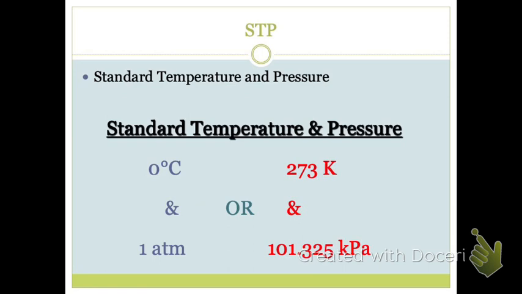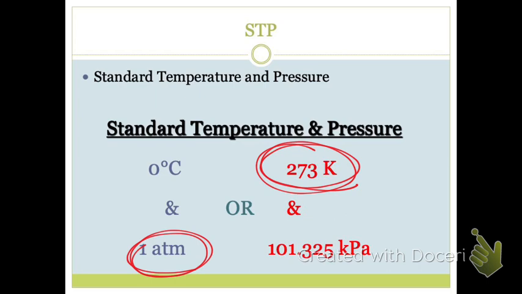When we talk about STP, if I have an object at STP, that means I've got 273 Kelvin and 1 atmosphere. I like using these two units. Remember, these are equal, so it doesn't really matter which way you slice it here, but we like to use atmospheres and Kelvin. So if we say we have a gas at STP, that means that our pressure is automatically 1 atmosphere and our temperature is automatically 273 Kelvin.